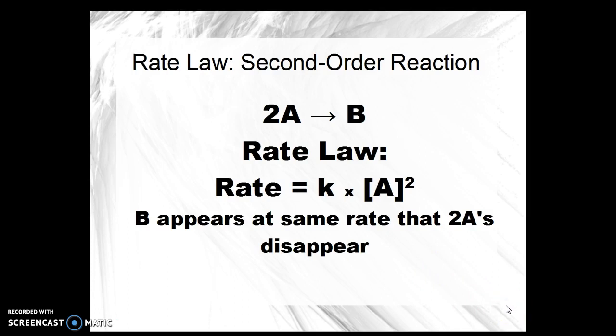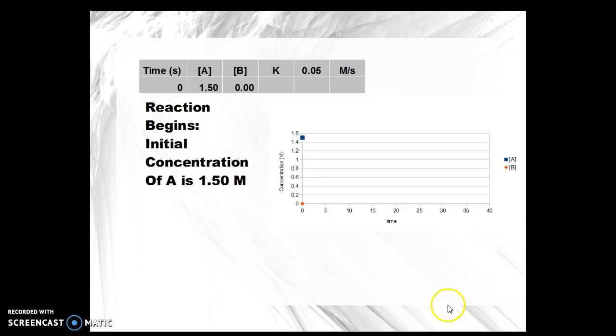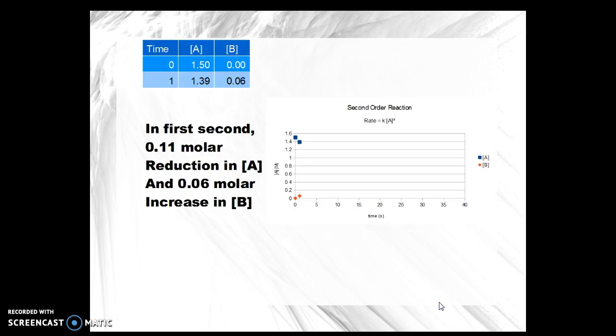Let's see what results. We're going to assign an original concentration of 1.5 molar to A. In other words, we're using the same terms as we did in the other two videos. In the first second, there is a 0.11 molar reduction in A and a 0.06 molar increase in B. Remember, you need two A's to make one B, so A is disappearing twice as fast as B is appearing.